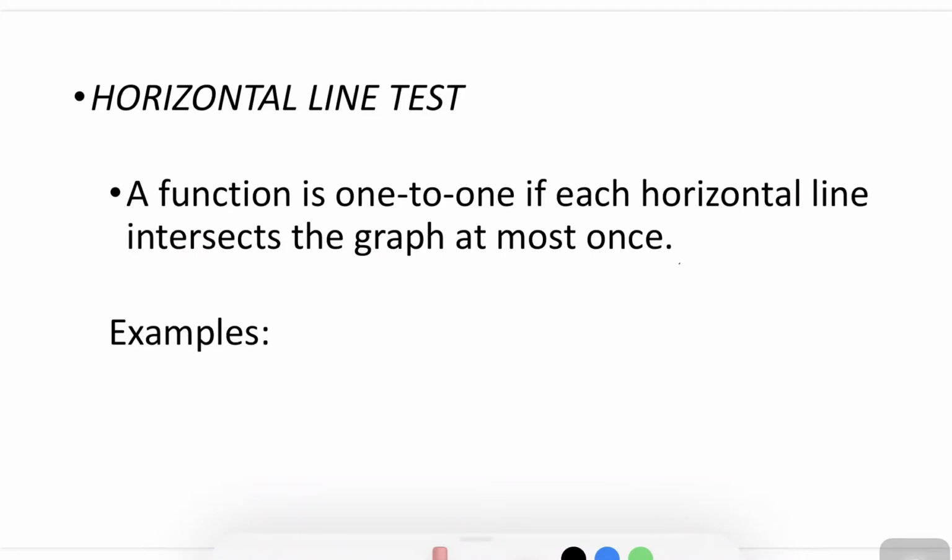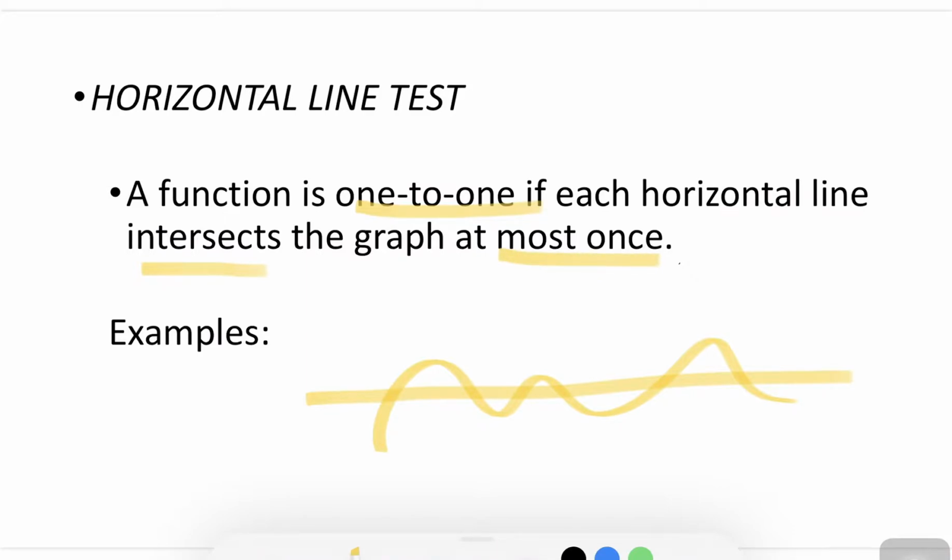Horizontal line test. What is a horizontal line test? A function is one-to-one if each horizontal line intersects the graph at most once. For example, if we have a graph like that and a horizontal line intersects it more than once, then your graph is not a one-to-one function. It is not a graph of a one-to-one function.